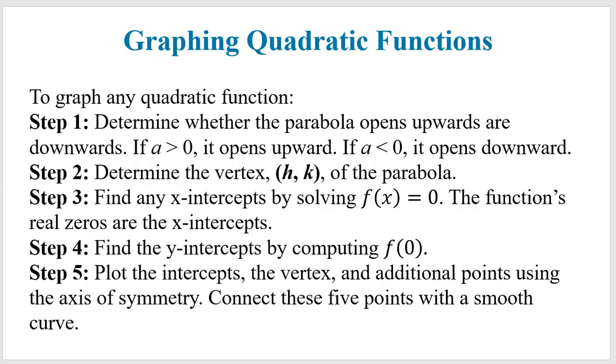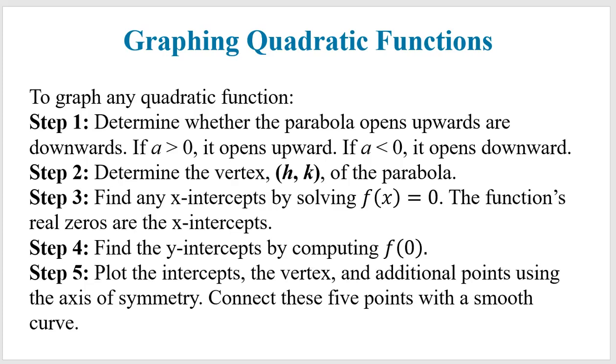When you are graphing a quadratic function, there's a 5-step process that you should work through. Step number 1, you should determine first of all whether your parabola opens upwards or downwards, again by looking at your a value. Once you've done that, you will need to find the vertex. If it's in vertex form, that's very straightforward. If it's in standard form, you will need to calculate that vertex.